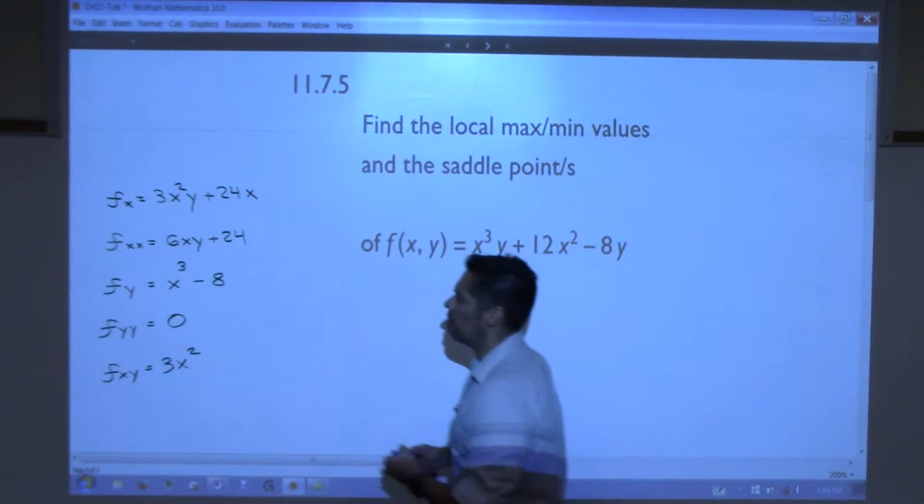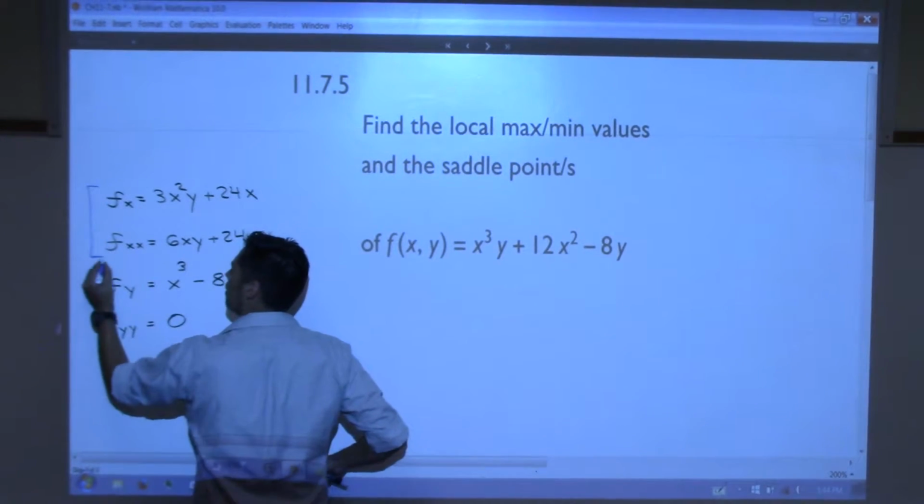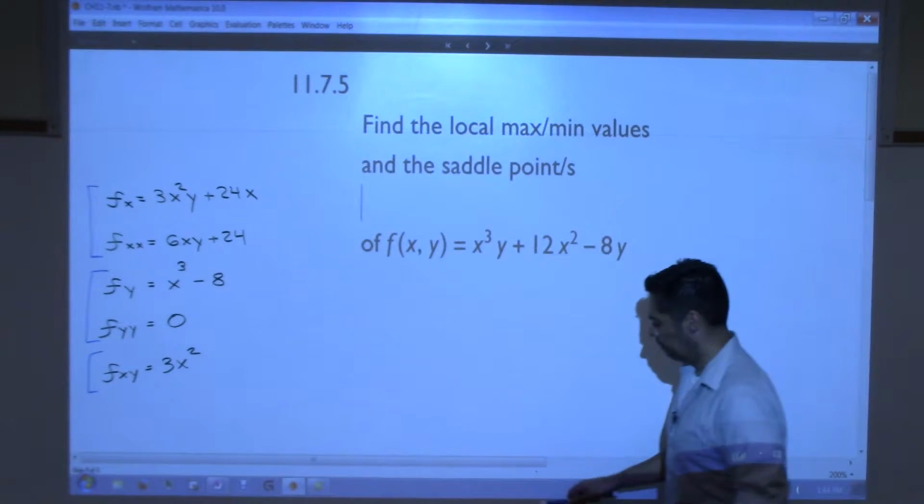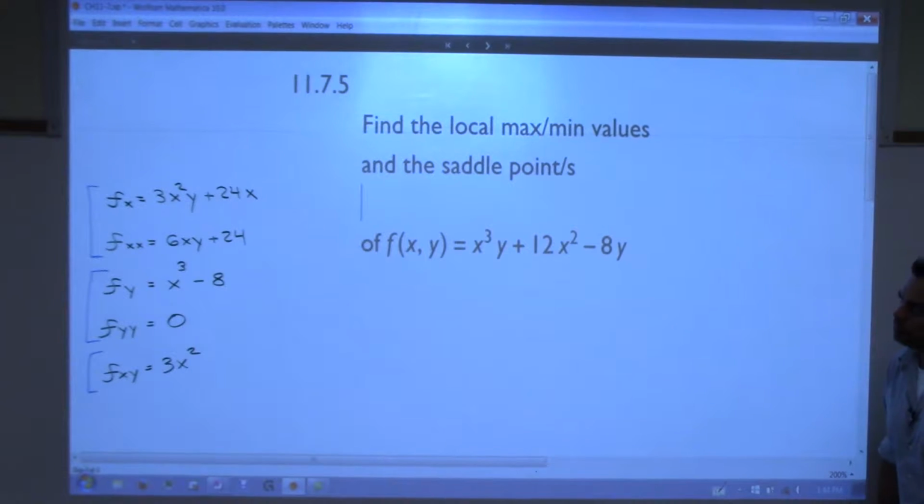I believe those are your groups of partials. How many of you got those partials? Yep, so we're at least that good with it? How many of you have started trying to set the partials equal to 0? Having any trouble? No?